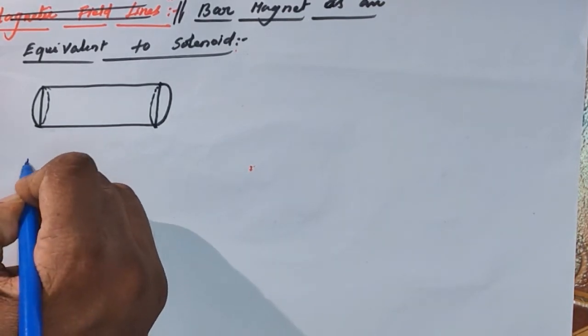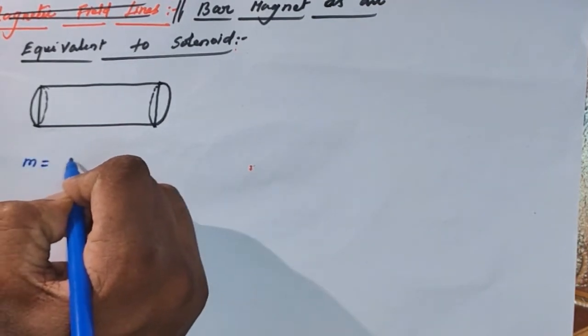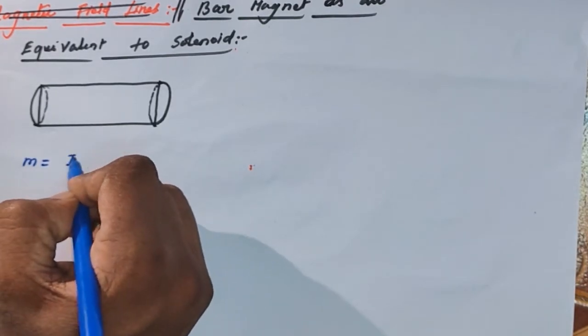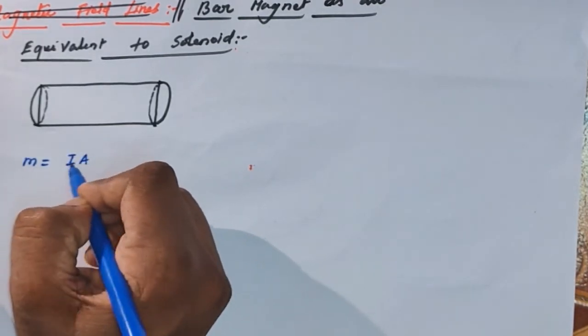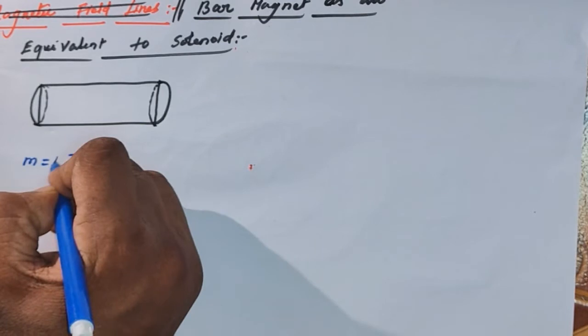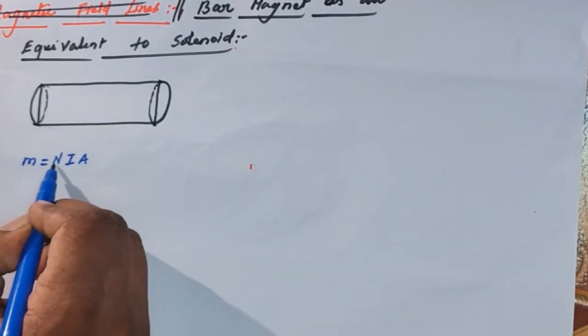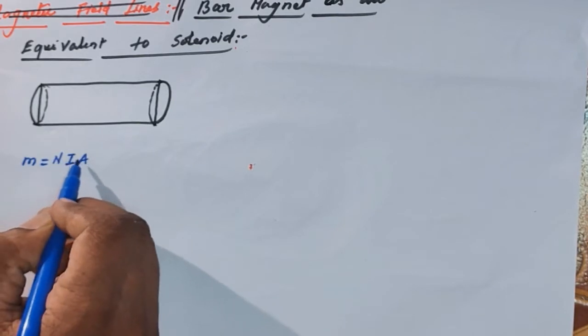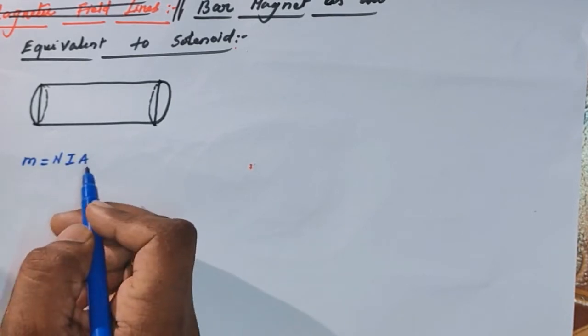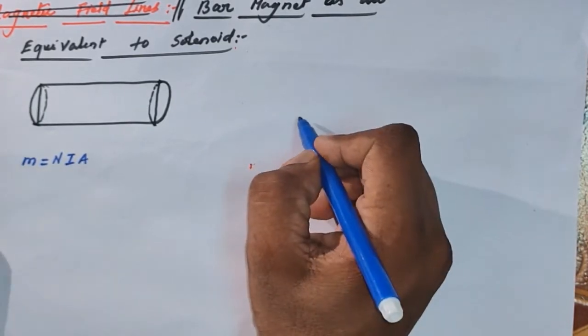Just we can recap what is the magnetic moment associated with the current loop. That magnetic moment m can be written as the current in the loop times the area. Suppose if you have n number of turns, the magnetic moment in general is represented by the number of turns times the current times the area vector. That already we have discussed.